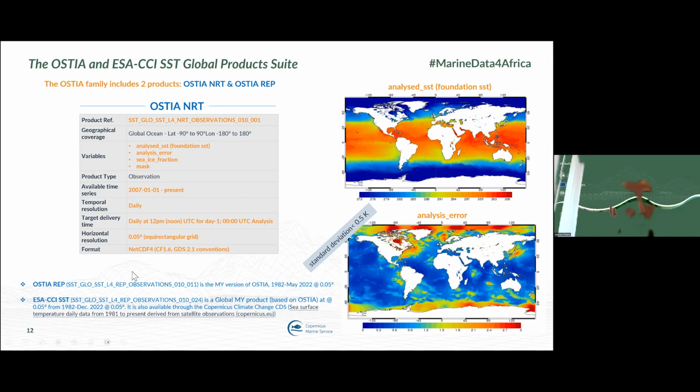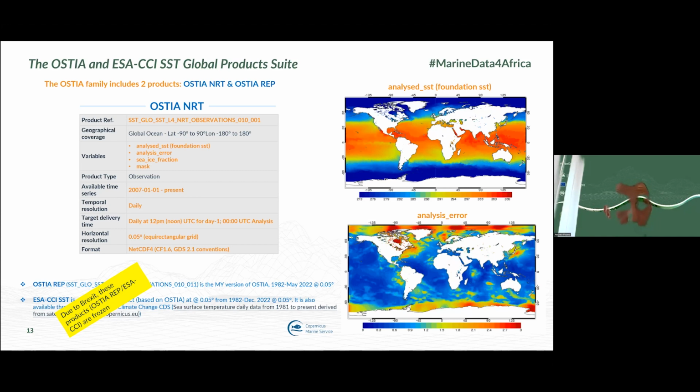The OSTIA-REP and ESA-CCI SST products are the multi-year version of OSTIA, thus covering a longer period from 1982 to present, up to 6 months before real time, at the same spatial resolution, 5 kilometers. However, as I said, due to Brexit, these products, OSTIA-REP, ESA-CCI, and also the OSTIA Diurnal product, are now frozen. But we are replacing them with others.